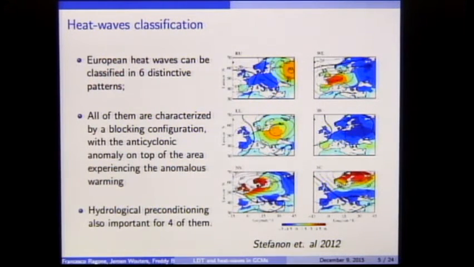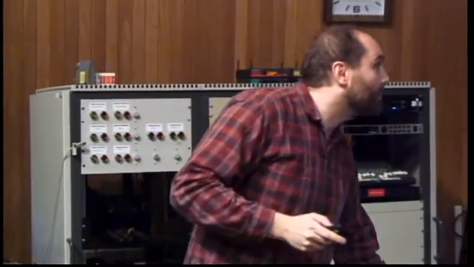For some of them, it's also important the hydrological preconditioning, meaning the state of the soil, how much moisture is in the soil, but that's not important to go into details. So the thing to say is that in Europe, large fluctuations of temperatures are connected to very specific dynamical structures. So it could make sense to use these algorithms to capture these fluctuations, because we could try to use algorithms that lead the system to realize these dynamical patterns. Okay, so this is the idea.